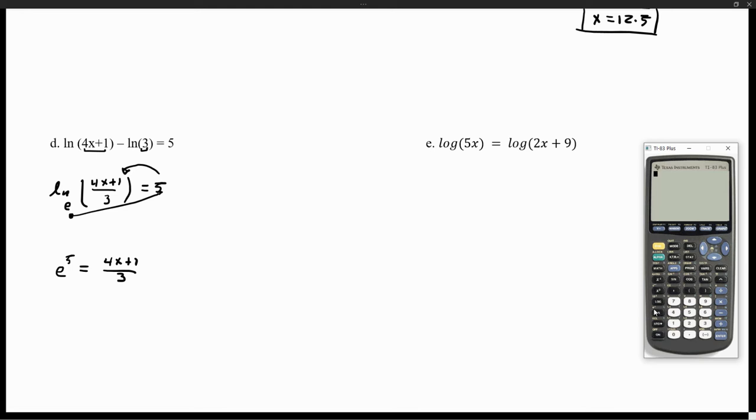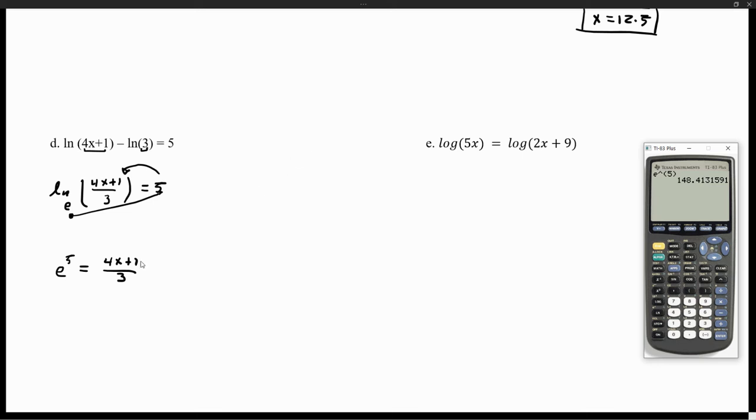Notice that e, we have it here in yellow, so I'm going to press second ln, and that's going to give me the e expression to the fifth. It's a big number, but it's still a number, so I'm going to treat it as a number. Now, I don't want to just write down 148.41, because then I'm just going to ignore all the decimals that come after that. So I'm just going to keep working with the actual expression e to the fifth.